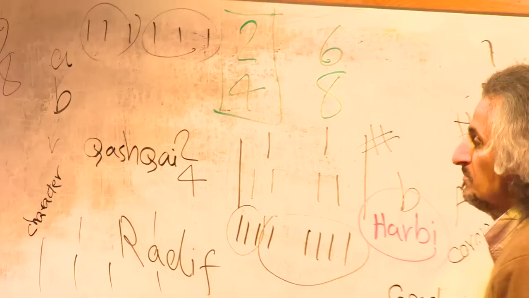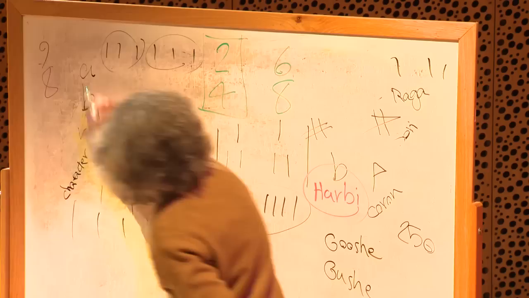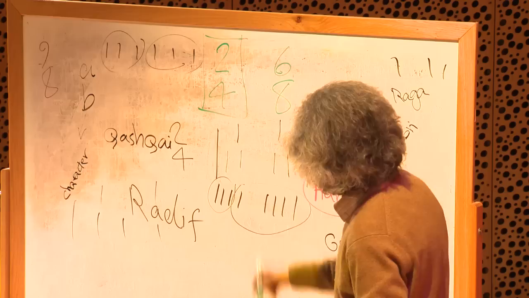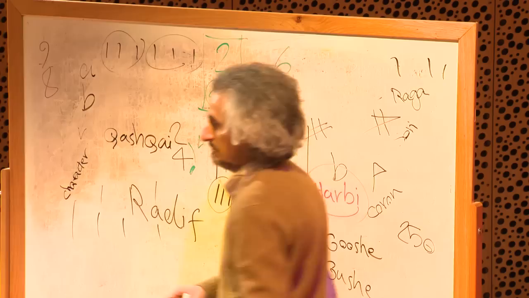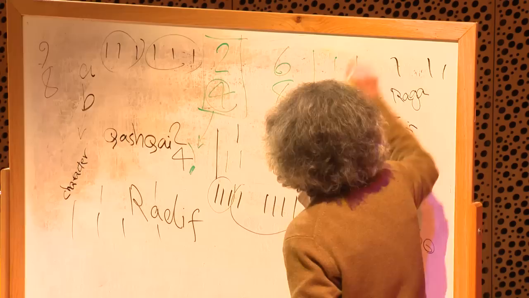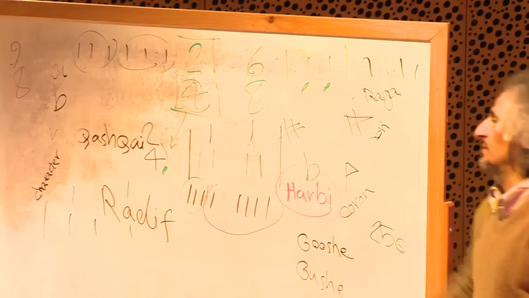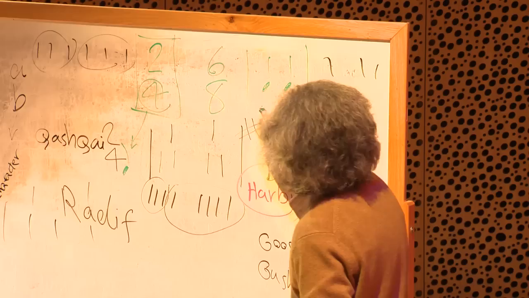To explain it, the 4 on the bottom indicates that there's a whole note on the bottom, and the 2 on the top indicates that there's two whole notes in every measure. And we can give the first beat the name question and the second one the name answer.